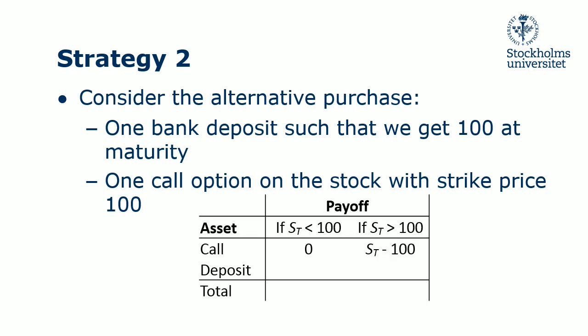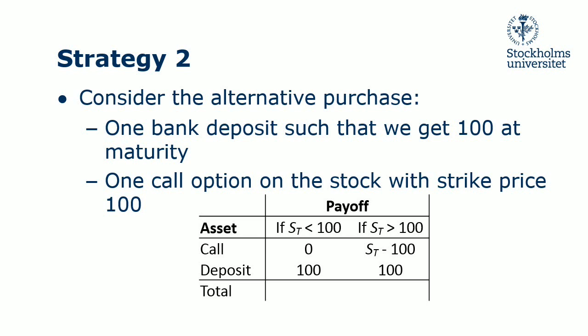However, if the price of the stock at maturity turns out to be higher than 100, our payoff will be the difference between the price of the stock at that point and the strike price that we have assumed, that is 100. Now, what would be the payoff of the deposit that we have put in the bank? Well, since our deposit was for an amount equal to the present value of 100, at maturity, our payoff will be nothing but 100.